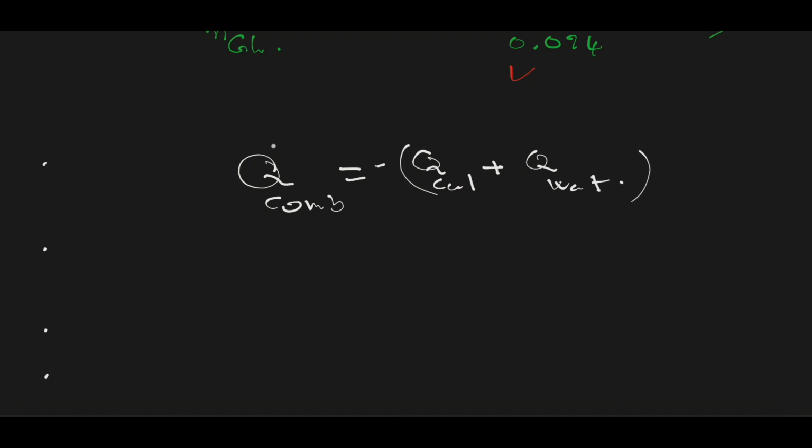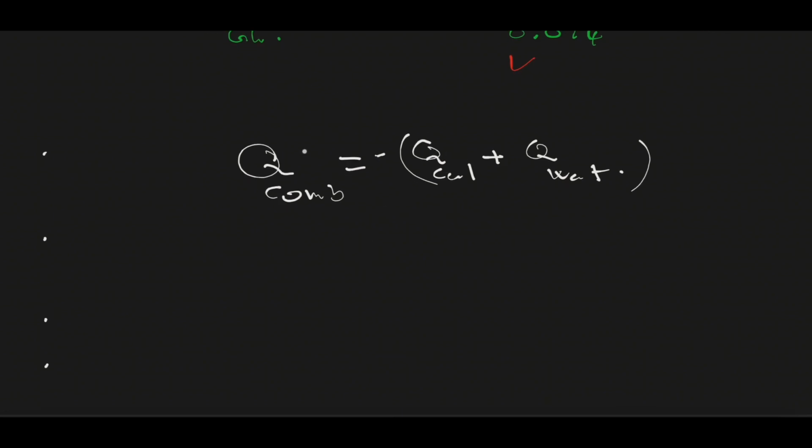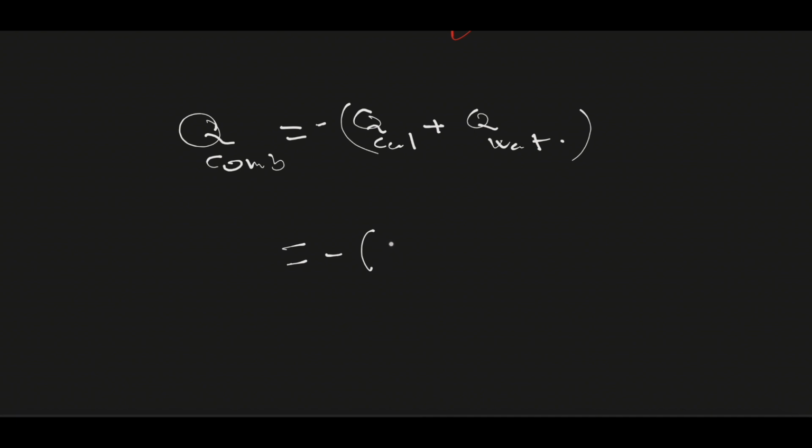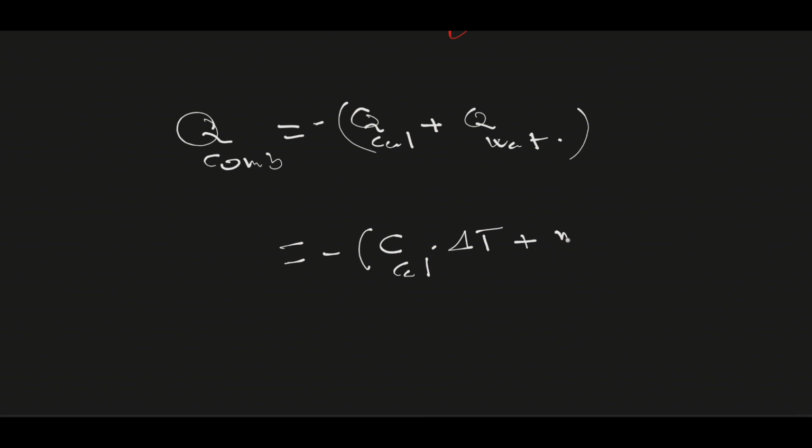So the heat released from this combustion reaction will be absorbed by the calorimeter and the water bath. To calculate the combustion reaction, we have to determine the heat that is absorbed. It's the same thing, but they have opposite signs. And here we have the heat related to the calorimeter, which is equal to the heat capacity of the calorimeter times delta T, plus, for the water, the mass of water times the specific heat of water times delta T.